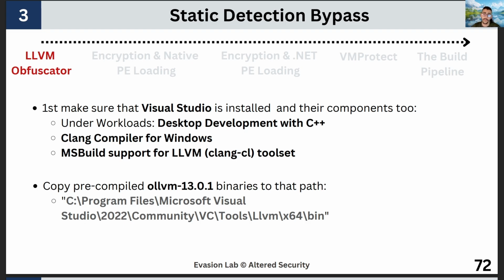Once Visual Studio is properly set up, you need to integrate OLLVM. So download the precompiled OLLVM binaries. We're using version 13.0.1. Download it from our static detection bypass resources folder and navigate to the following directory: C:\Program Files\Microsoft Visual Studio\2022\Community\VC\Tools\LLVM\x64\bin, and copy and paste those binaries into this directory.